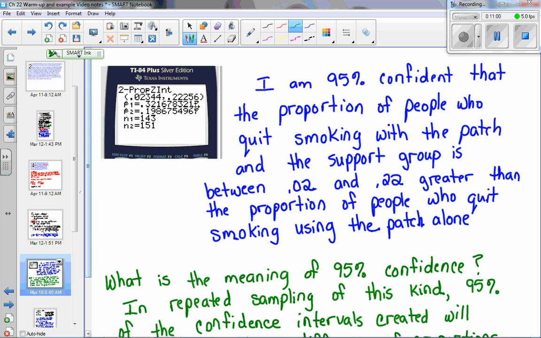And when you're comparing two proportions, remember, really, you're looking for 0 to be within there. Because if 0 is in that confidence interval, then that means there might be no difference between the two proportions.